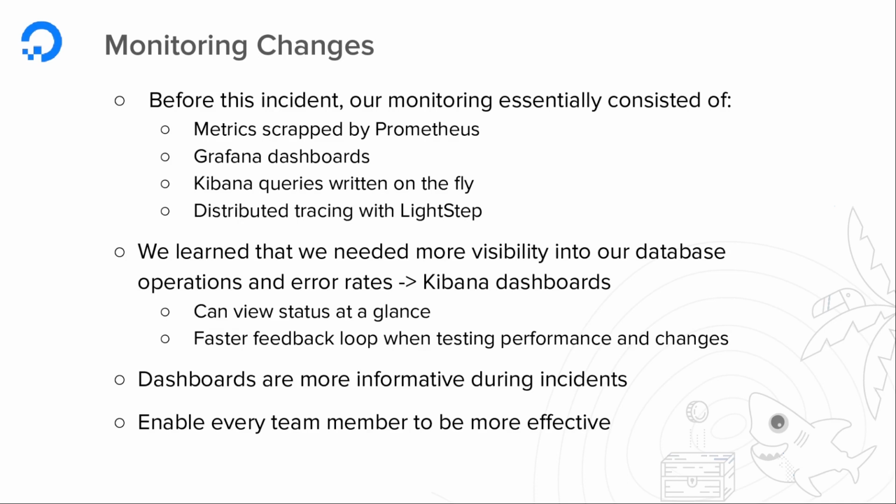And what we learned from this incident was that we needed to have more visibility into our database operations and error rates, which is what led to those Kibana dashboards that I just showed you. They allow us to view the status of our system at a glance and also give us a faster feedback loop when testing performance and other changes. So actually having those there really helped us in getting a faster feedback loop on our changes and the results. And the dashboards are just more informative during incidents.